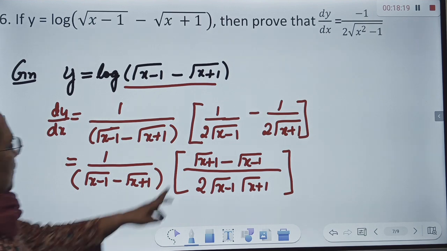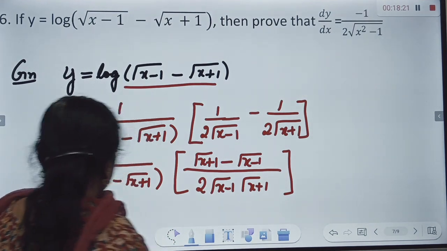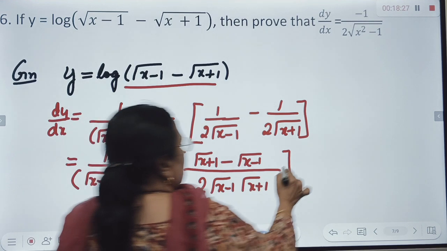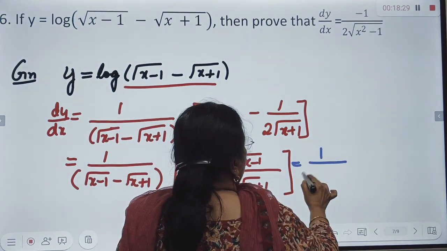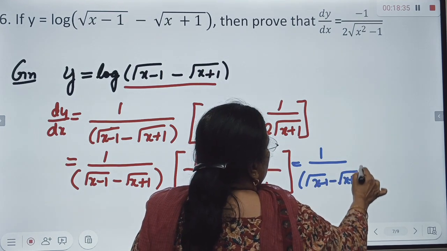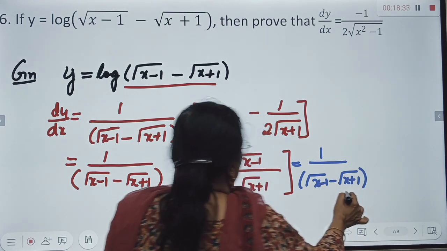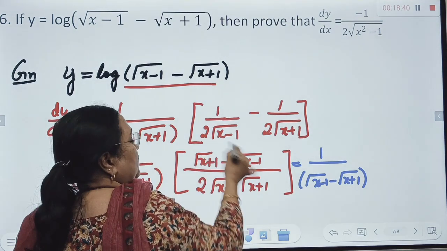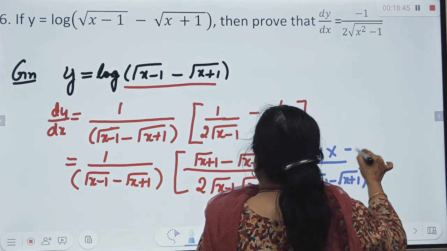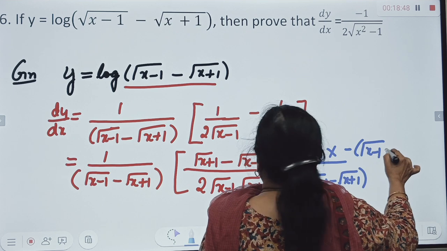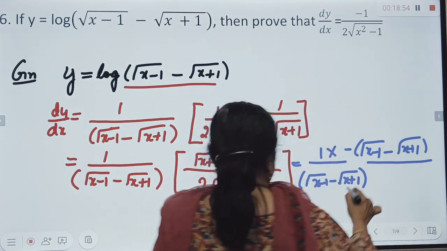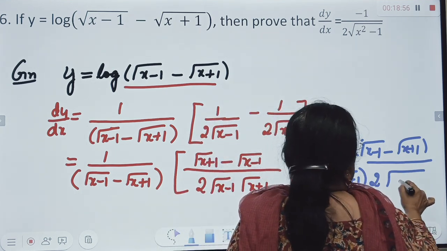Now what I am going to do, I am going to write this as same as 1 by root of x minus 1 minus root of x plus 1. Okay, here I have root of x minus 1 minus root of x plus 1. Here I have root of x plus 1 minus root of x minus 1. So I can write it as minus of 1 into minus of root of x minus 1 minus root of x plus 1 divided by 2 root of x square minus 1.